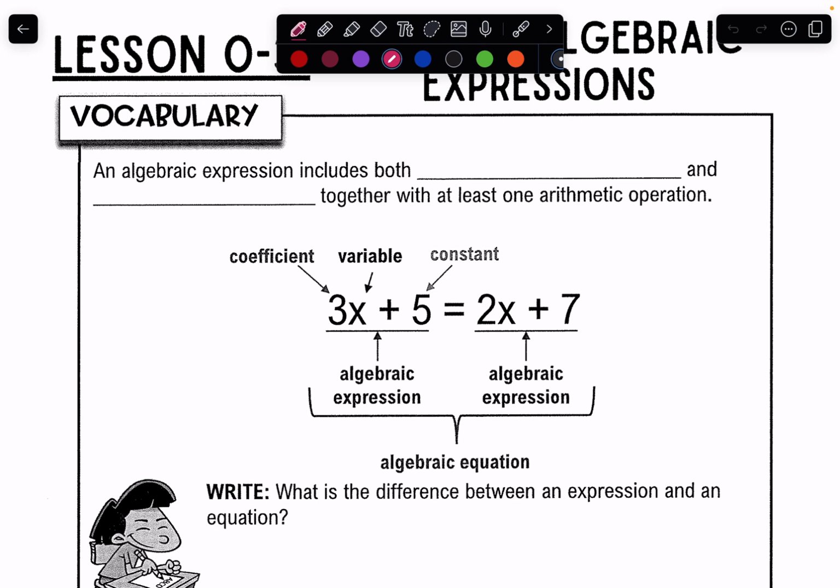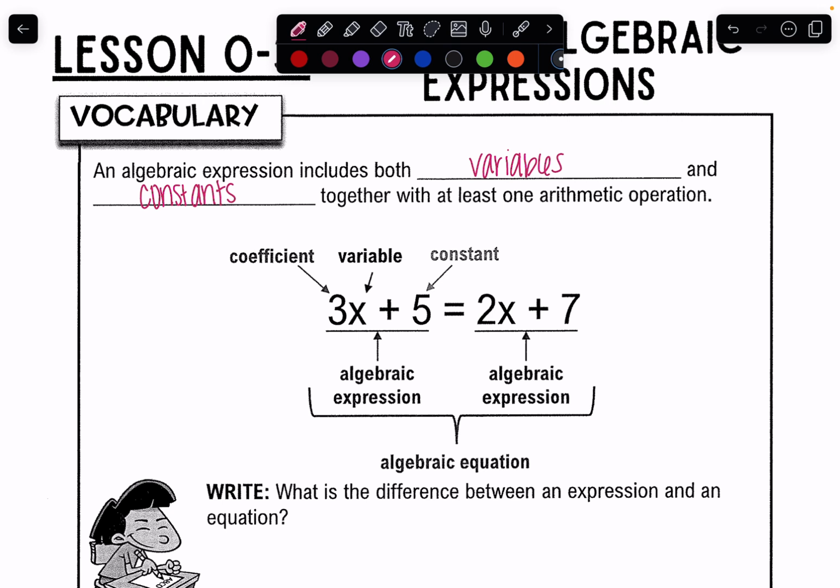So we have a couple blanks to fill out here at the beginning. So the first one is the word variables. So at the top, we want to fill out the word variables. And then the second blank we want to fill out is the word constants. Okay, so an algebraic expression includes both variables and constants.